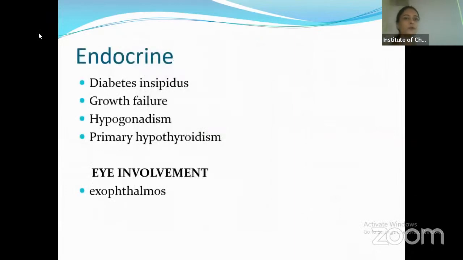Endocrine system. The most common presentation might be diabetes insipidus due to posterior pituitary damage. And when the anterior pituitary is involved, there might be growth failure, hypogonadism, or adrenal insufficiency. There might be involvement of the thyroid gland, which might lead to primary hypothyroidism. In the eye, it might lead to exophthalmos due to retroorbital accumulation of granulation tissue.